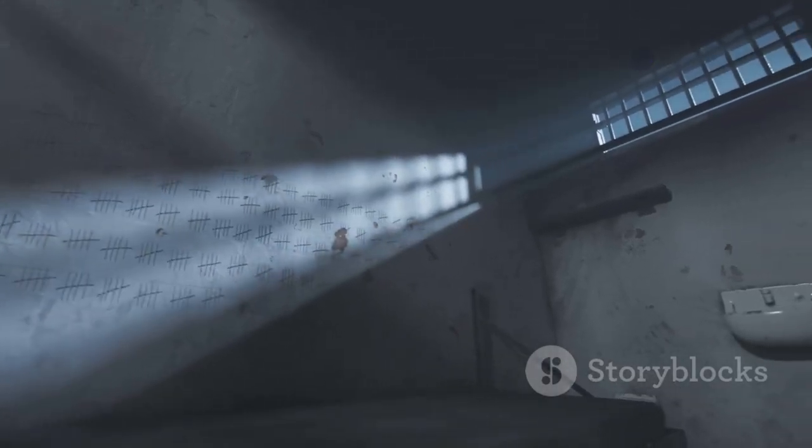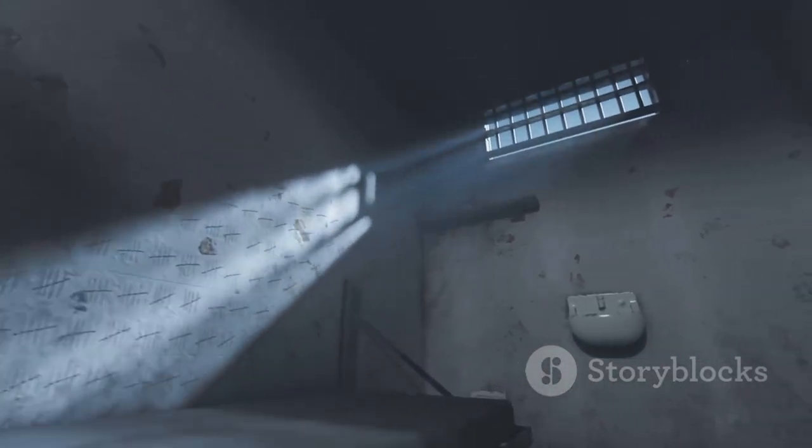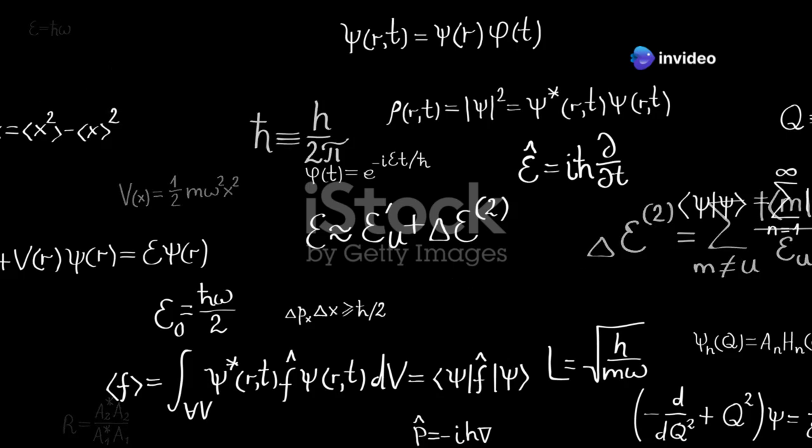Imagine shining a beam of light at a screen with two narrow slits. Behind the screen is a wall that captures the light passing through. You might expect two bright lines on the wall, one behind each slit. This is what classical physics predicts. However, the quantum world behaves differently.